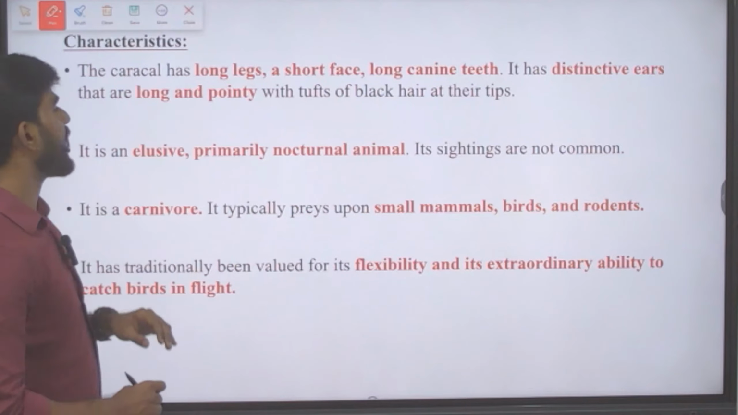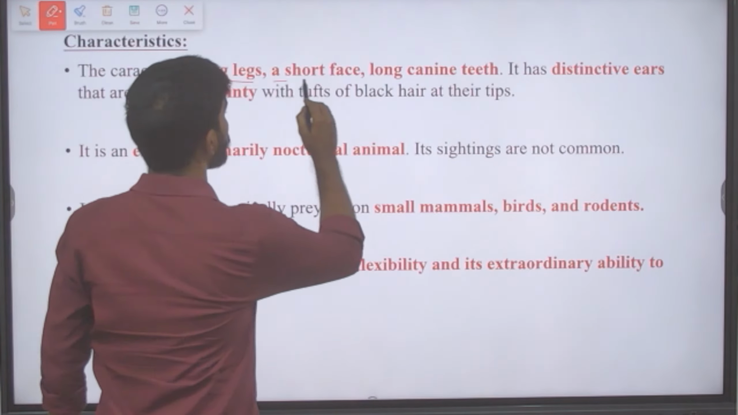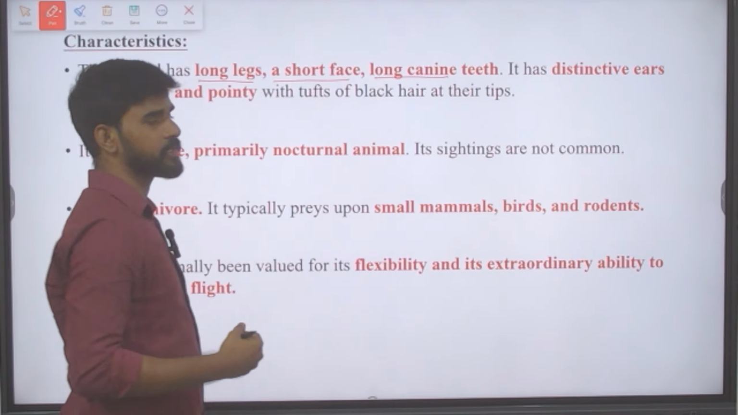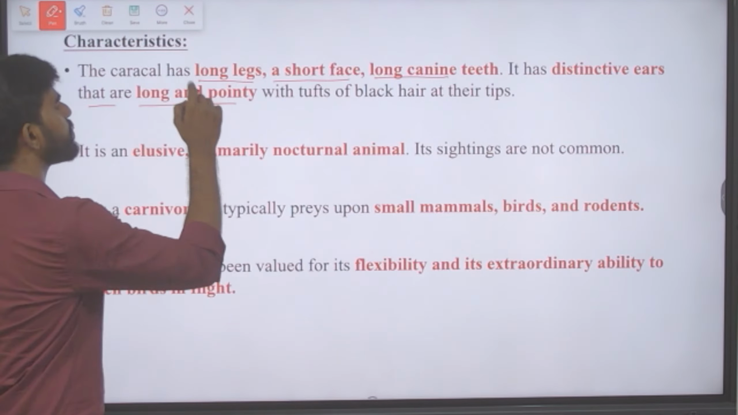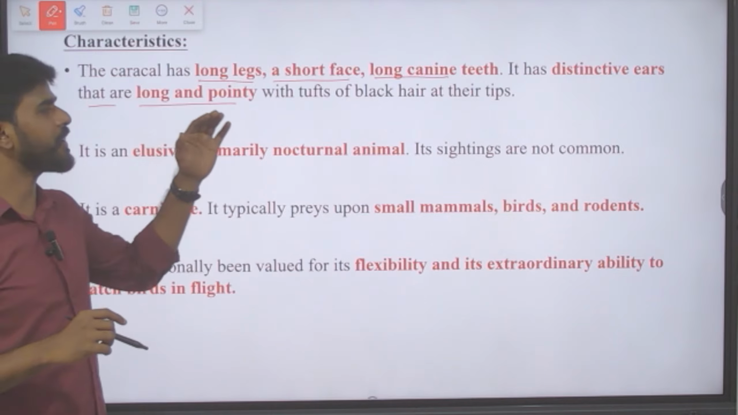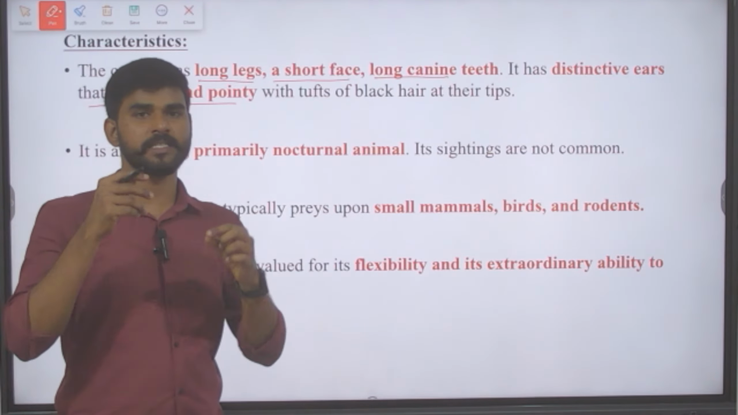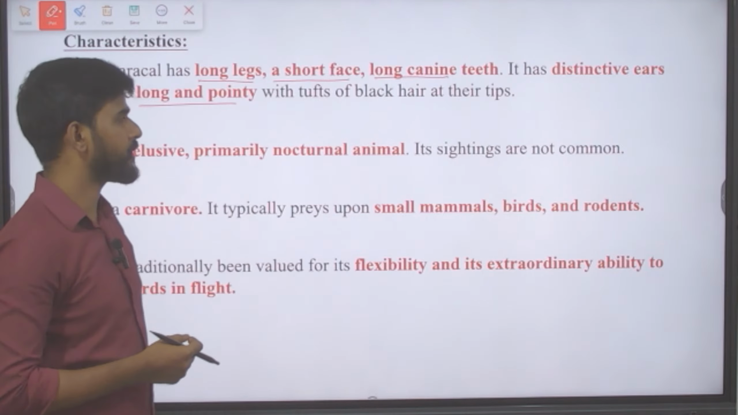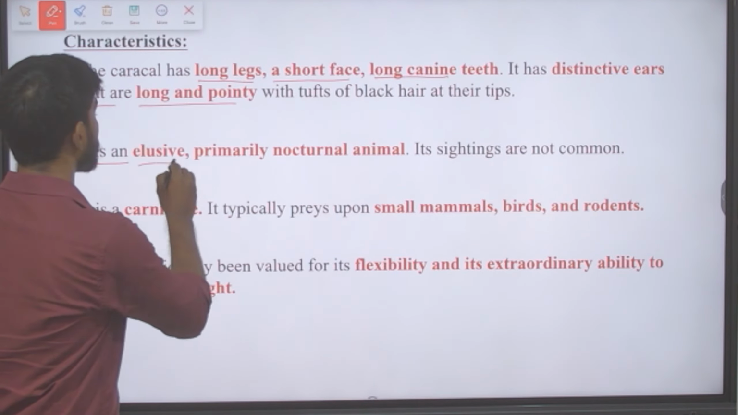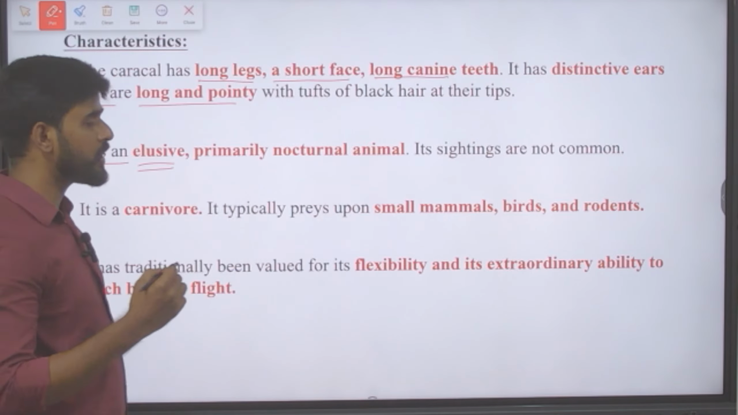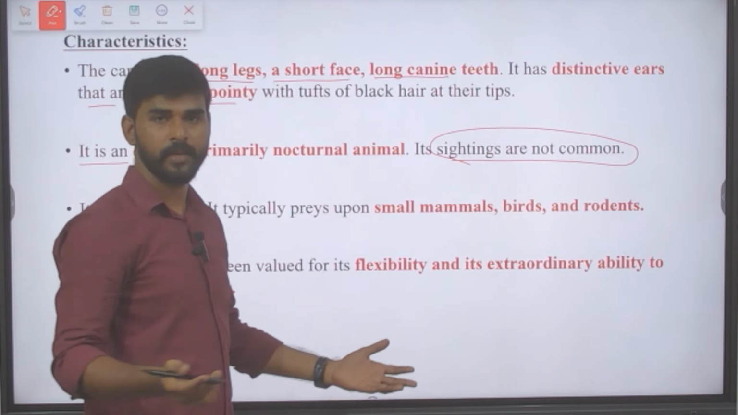And then what are all the different characteristics of Caracal? That it has long legs, a short face and long canine teeth, and it has distinctive ears that are long and pointy with tufts of black hair at the tips. So the ear is long and pointy and it has tufts of black hair, and it is an elusive animal, which means its sightings are not common. We cannot find them very commonly.